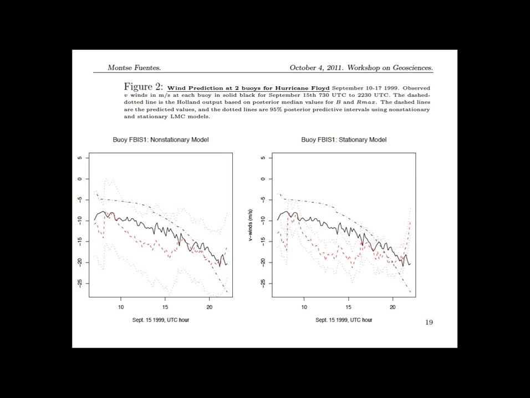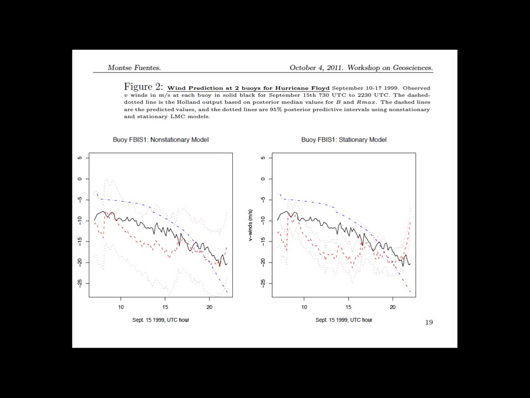So in blue, what you have is the dashed line here. This is what the Holland model would tell you, that the V component would be at a particular location across time during Hurricane Floyd. And then what we have in black is the actual observation at that particular location. So you can see that the Holland model tends to underestimate what the values of the wind would be.